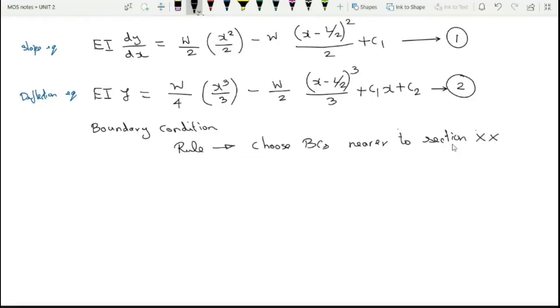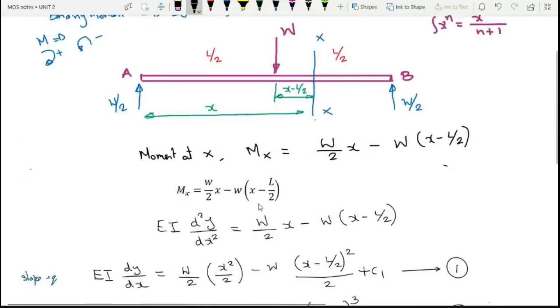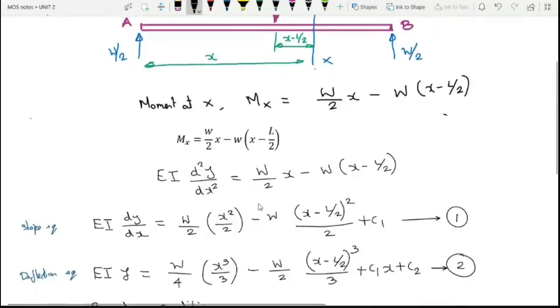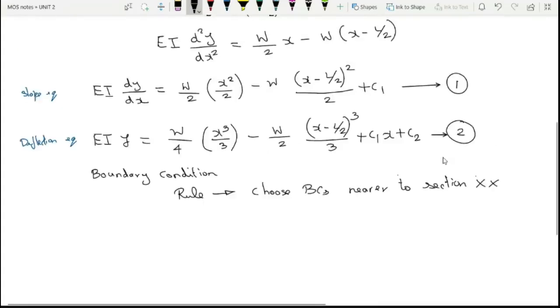Nearer to the section XX. So this is applicable only for the double integration method. In other methods, you can directly apply whatever boundary condition you like. But for this method, you have to choose a boundary condition which is near to your section. Right? Okay, let me go for your boundary conditions.